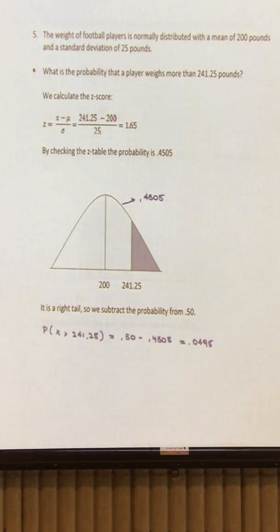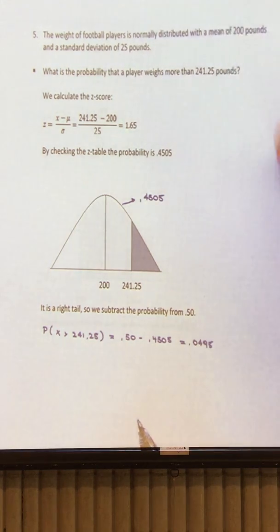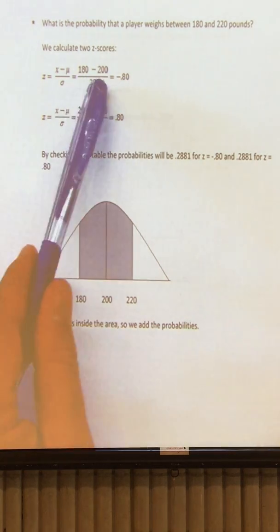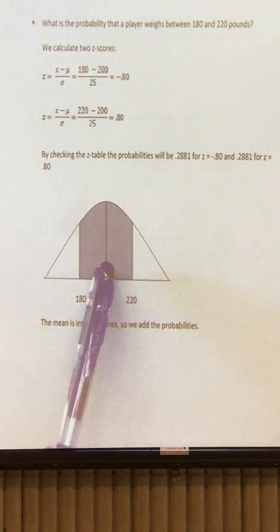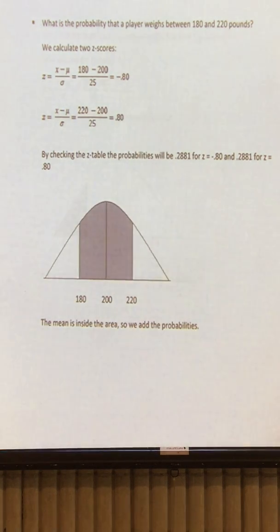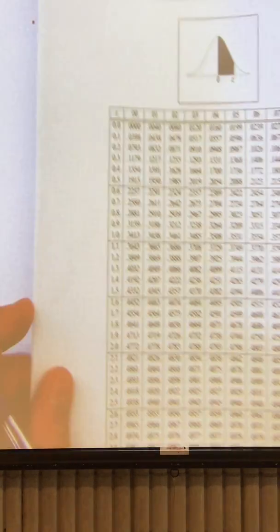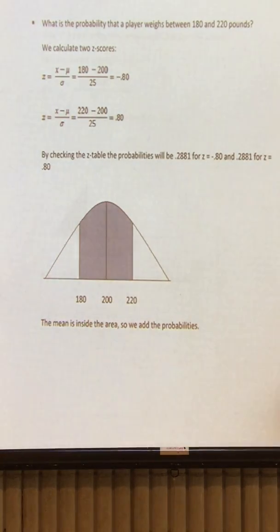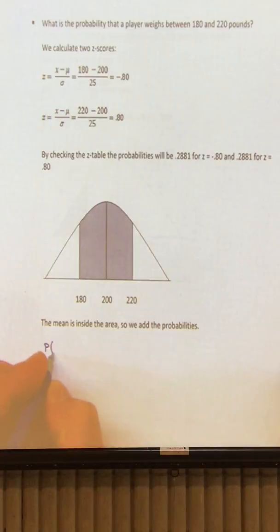For the next question, we look for the probability that the player is going to weigh between 180 and 220 pounds. So we have to calculate two z-scores, between 180 and 200, and then between 200 and 220. The first z-score is negative 0.8, and the second z-score is positive 0.8. But again, the probability will be the same. The probability, if you go to the chart, it will be 0.2881.